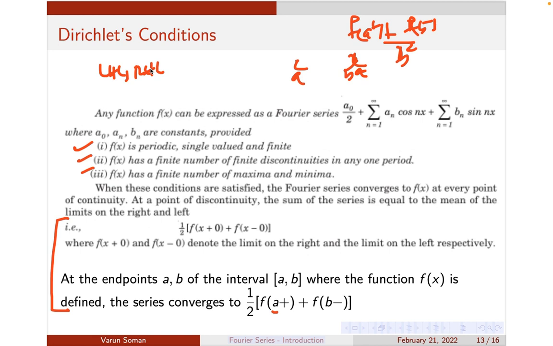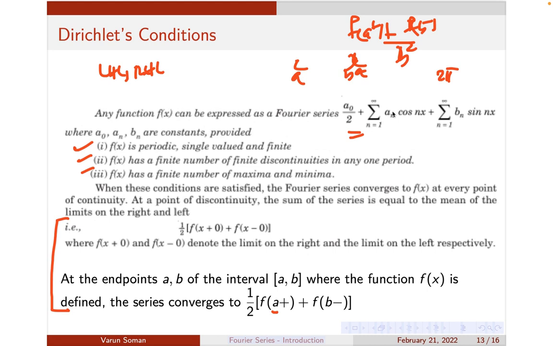I will give you the general Dirichlet's condition for a general periodic function later, once we discuss the Fourier series for a general periodic function. This is actually the Fourier series for a 2 pi periodic function. I will discuss the Fourier series of general periodic functions in the next session, and in that I will give you the general Dirichlet's condition. The condition is just the same, the only thing is that the representation would be slightly different. Okay, I hope it is clear.